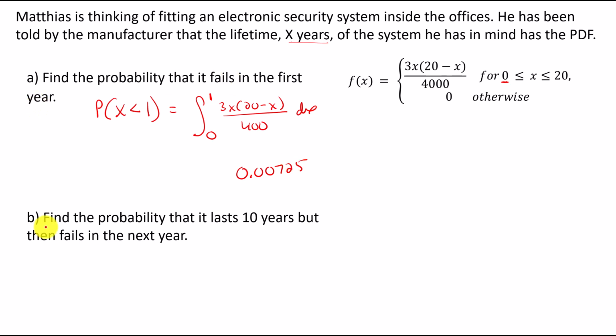Now, I want you to take a minute and set up B. Find the probability that it lasts 10 years, but then fails in the next year. So set that up and evaluate it, and then check your answer with me. Okay, so we're trying to find the probability that it lasts 10 years, but then fails in the next year. So it doesn't make it all the way to the end of that next year. So we want the probability that x is between 10 and 11. And that's just the integral from 10 to 11, as long as those values are between 0 and 20, of this function f of x.